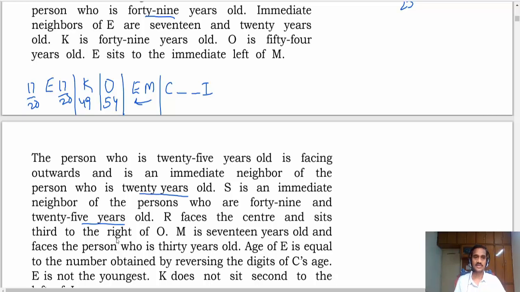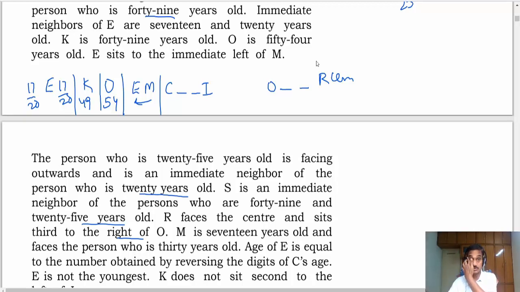R faces the center and sits third to the right of O. R is facing towards the center. R is third to the right hand side of O. Then next one, R faces the center and sits third to the right of O.